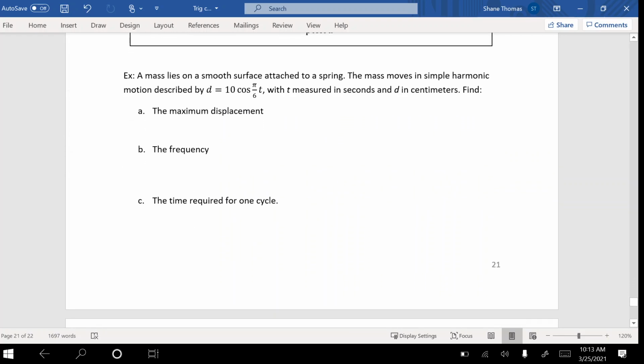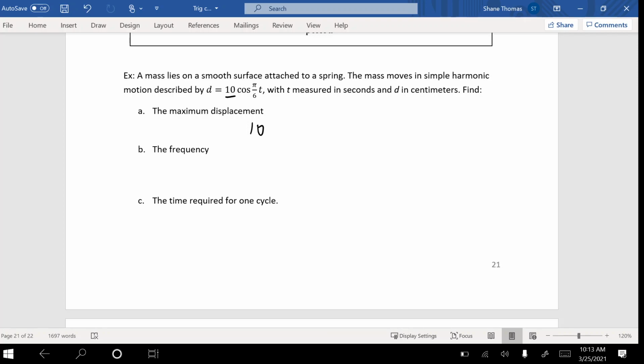All right, so if a mass lies on a smooth surface attached to a spring, the mass moves in simple harmonic motion described by d equals 10 cosine of pi over 6t, with t measured in seconds and d in centimeters. So we want to find the maximum displacement. Maximum displacement in this case is my max value, my amplitude. It's the same thing. Max displacement is 10. Comes from right there.